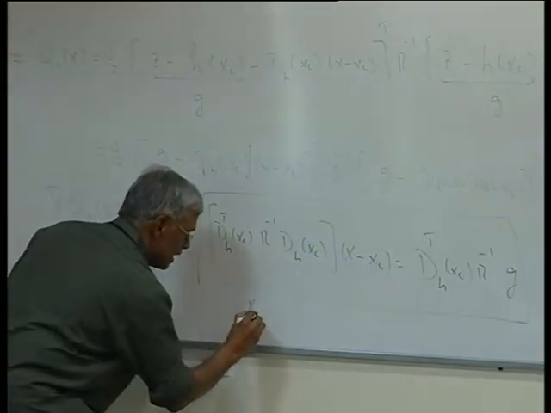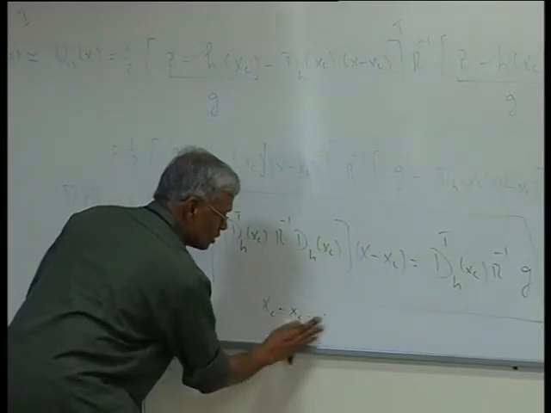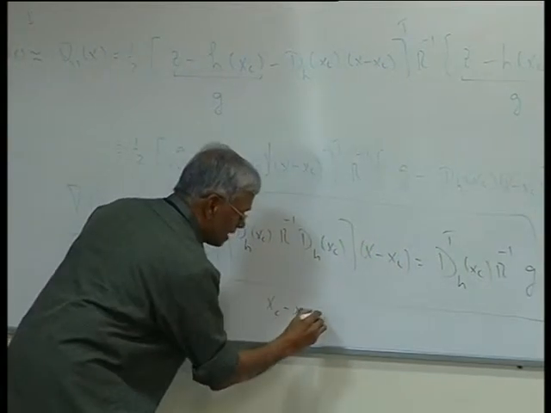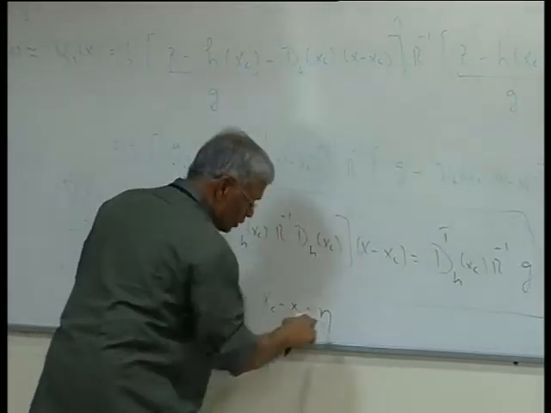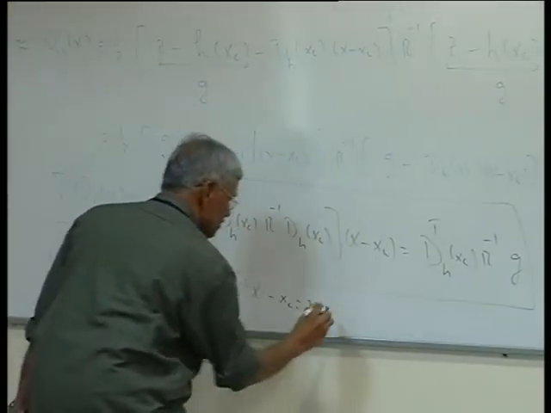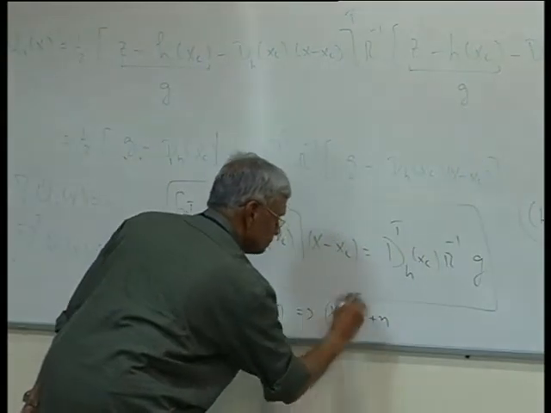I get a solution x minus xc. Let us assume this is equal to y. This is equal to some value. Are you with me? Let us assume that the solution to this is eta. So what is the new x? This implies x is equal to xc plus eta.